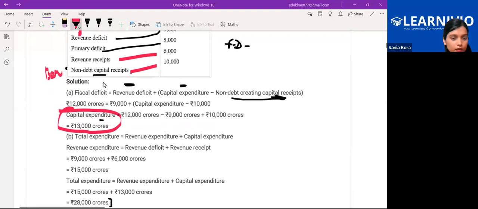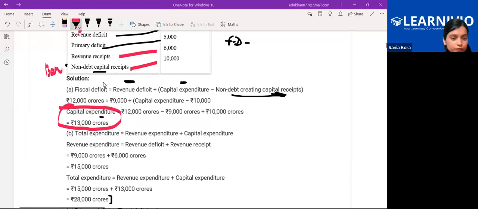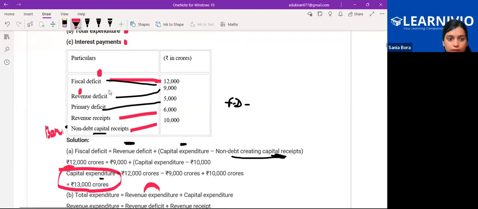How did you get 28,000 crores? How did you get 6,000? This is revenue receipt. Revenue expenditure. You have to first find revenue expenditure, no? Revenue deficit plus revenue receipt. Revenue expenditure is not given to you in this question. You will first find revenue expenditure, then only you can put it in the formula, right? Yes or no? Yes, yes.